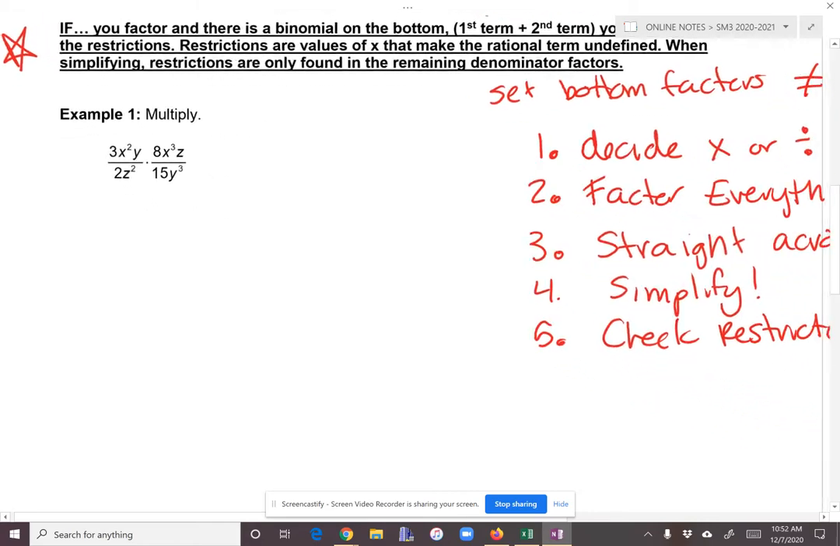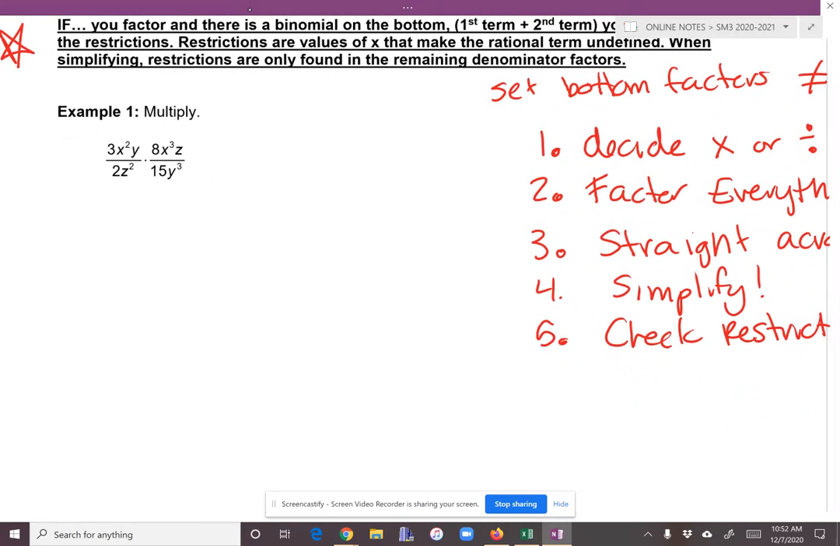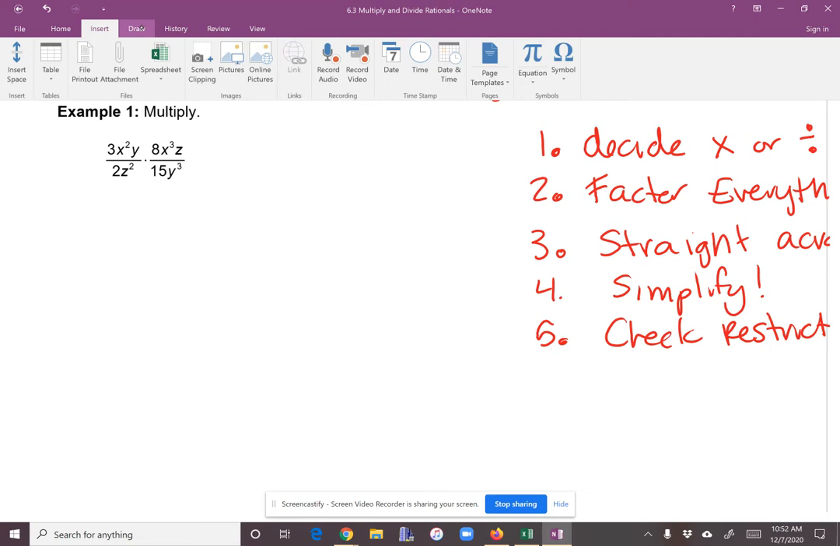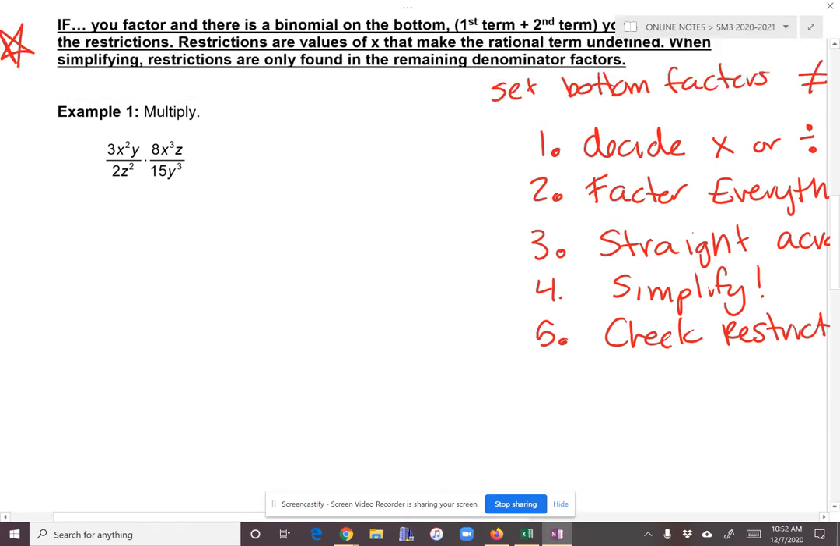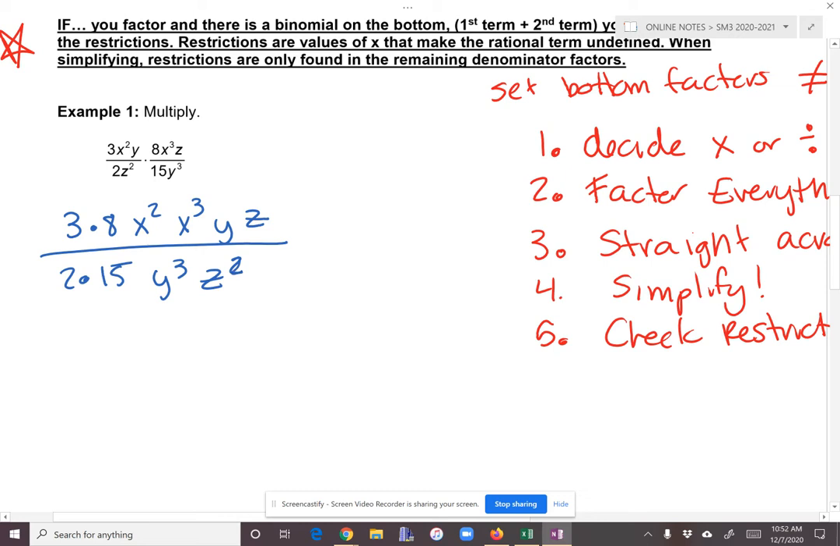Example 1, we multiply. So we don't need to flip, but we are going to factor everything. On this one, you don't really factor because you don't have something like x squared plus x. But we're going to go straight across. So on top, we're going to have 3 times 8, x squared, x cubed, y, and a z. And on bottom, you're going to have 2 times 15, y cubed, z squared.